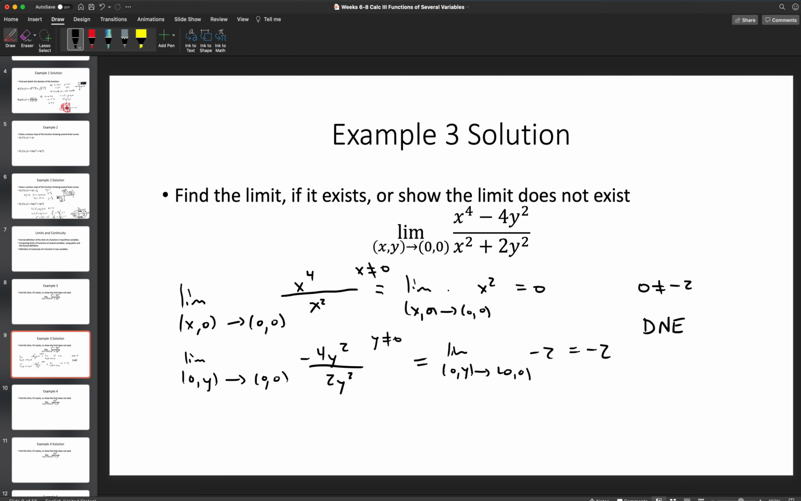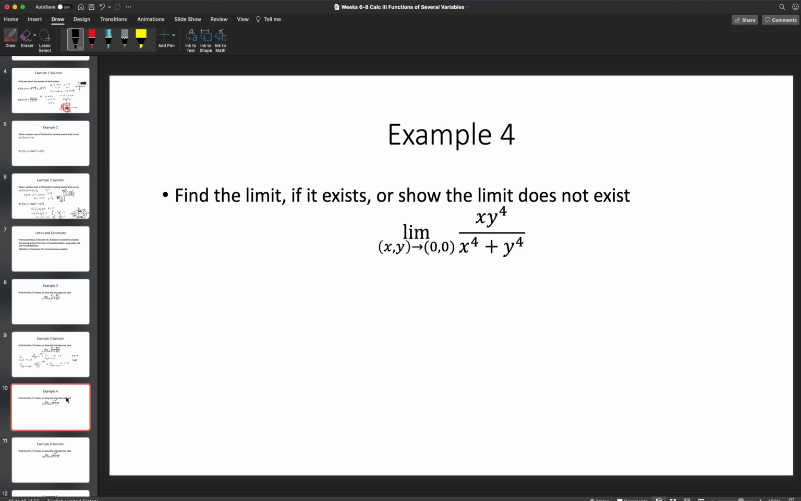But we'll get to that in perhaps the next example where we use the definition of the limit to actually show whether the limit exists or not. So that's this limit. Let's look at this one: the limit as (x, y) goes to (0, 0) of x y to the fourth divided by x to the fourth plus y to the fourth. We have to show if it exists or does not exist. And here we're going to be using the definition to change it up a little bit.